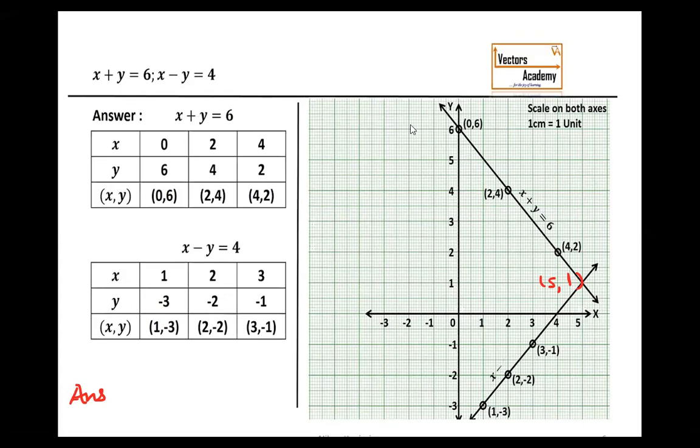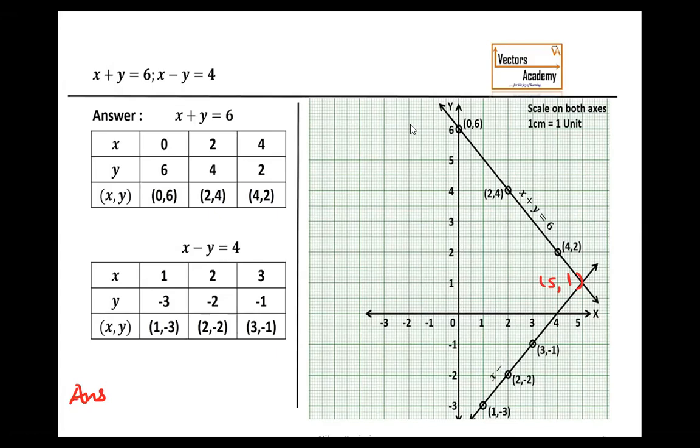Why and how? This point you can choose randomly. X is anything, you get the y. You just draw the two lines, and if they are intersecting, this intersecting point is called your solution.